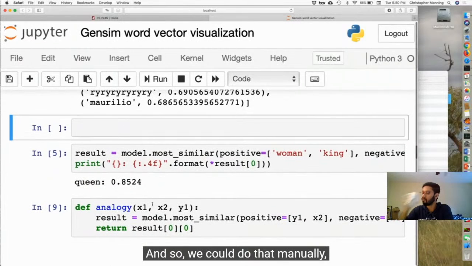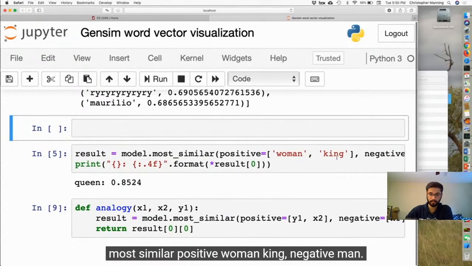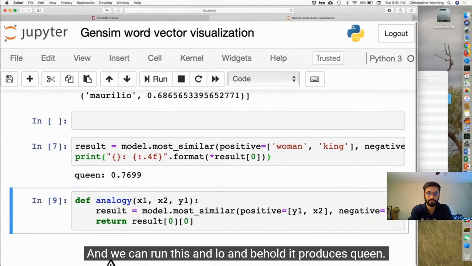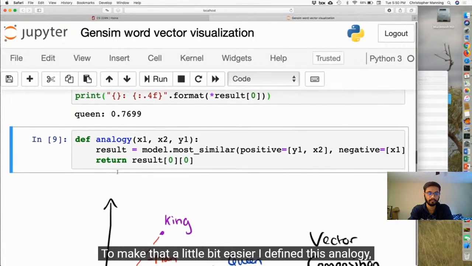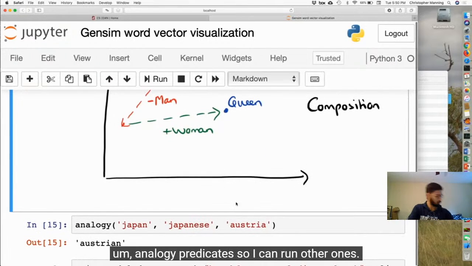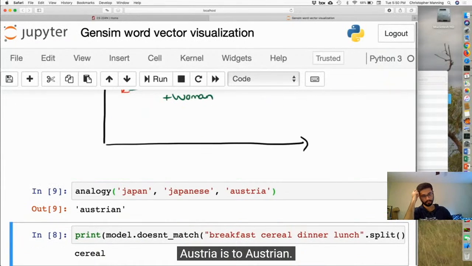And so we could do that manually. Here it is manually: most similar positive woman, king, negative man, and we can run this, and lo and behold, it produces queen. To make that a little bit easier, I define this analogy predicate, so I can run other ones. I can run another one like analogy Japan, Japanese, Austria is to Austrian.